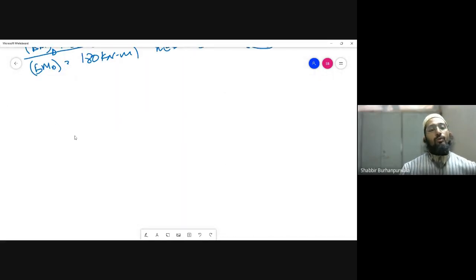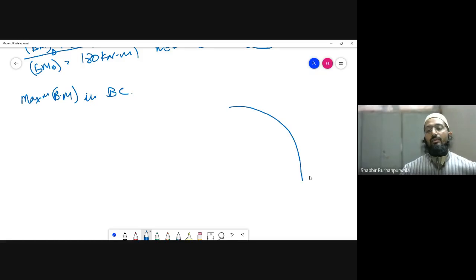Okay, so next thing that we are going to determine is maximum bending moment in BC. Okay, so for BC part, this is your C and this is B.